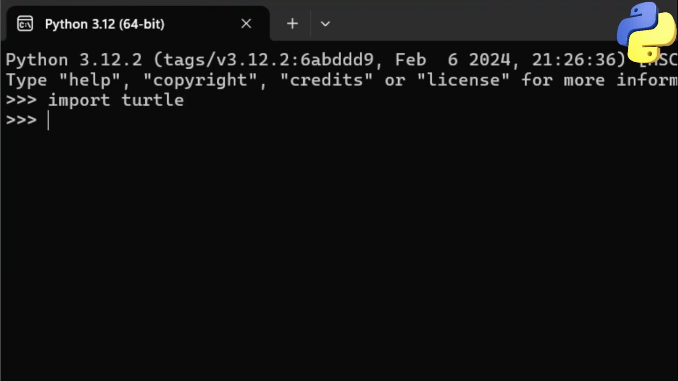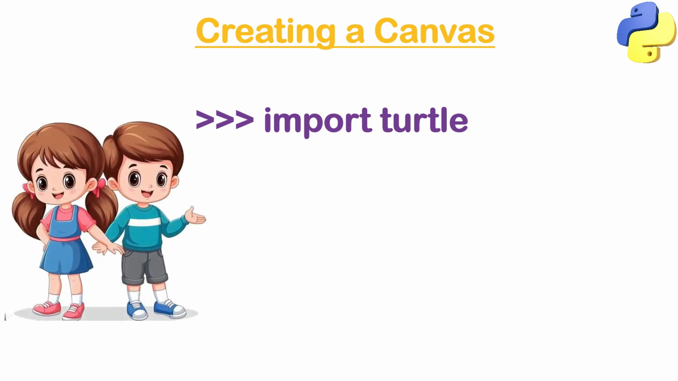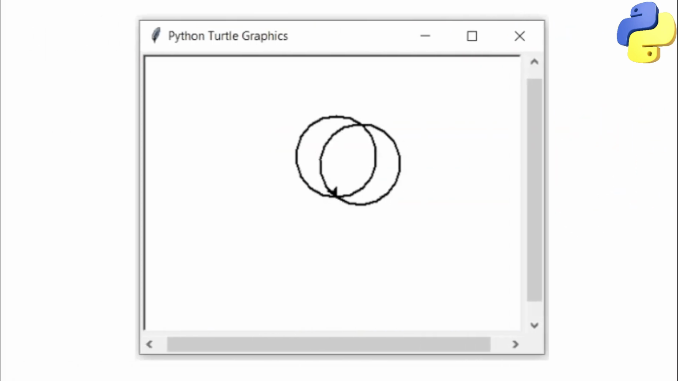Now we will see creating a canvas. We have imported the turtle module. We need to create a canvas, a blank space to draw on, like an artist's canvas. So we call the function pen from the turtle module, which automatically creates a canvas. Enter this into the Python shell.